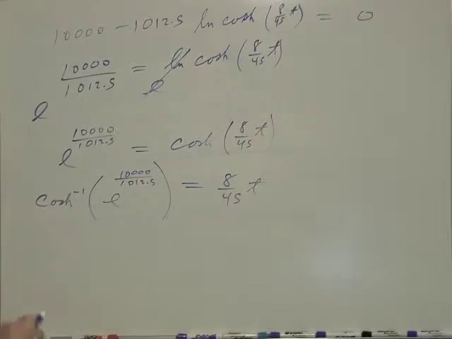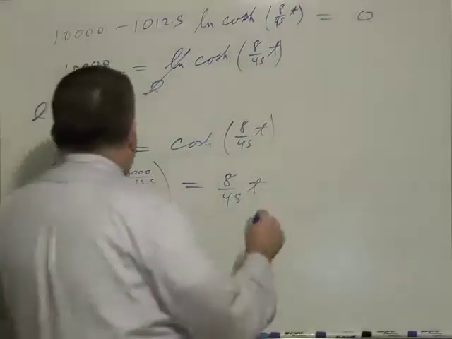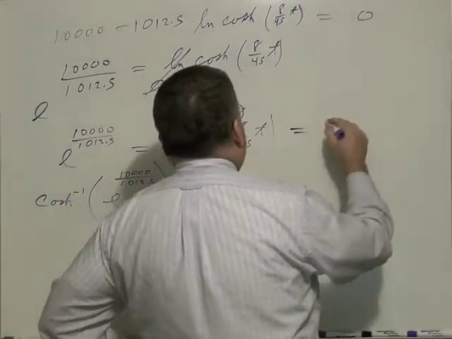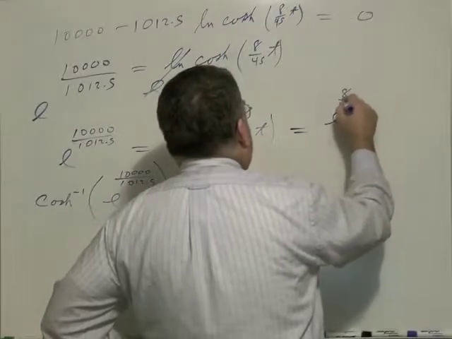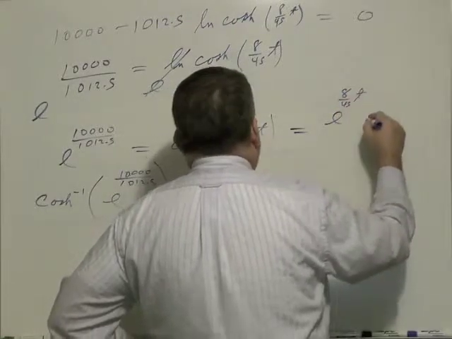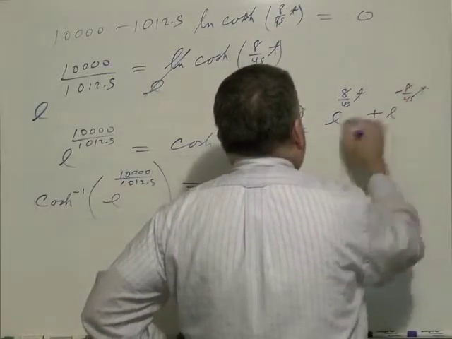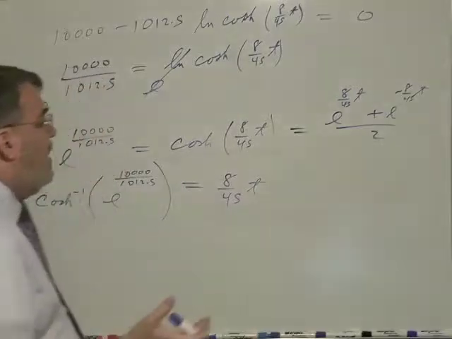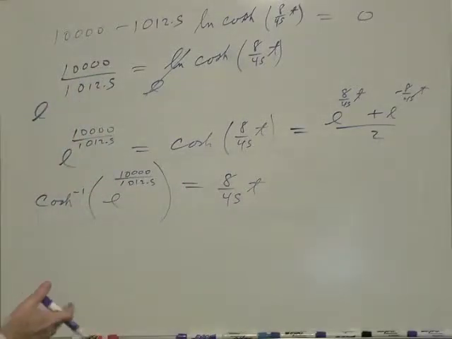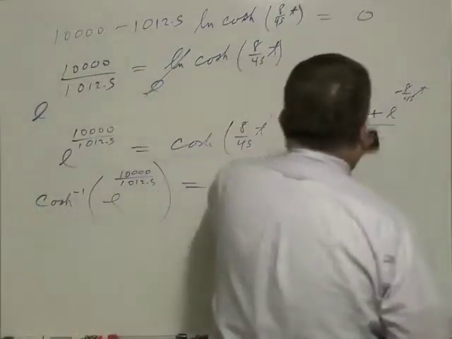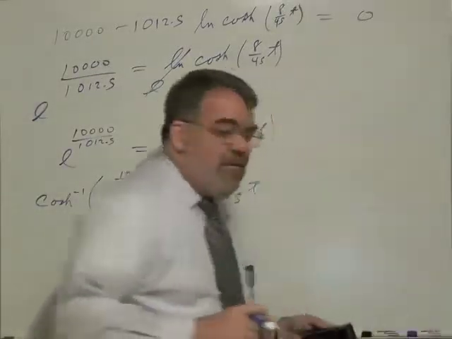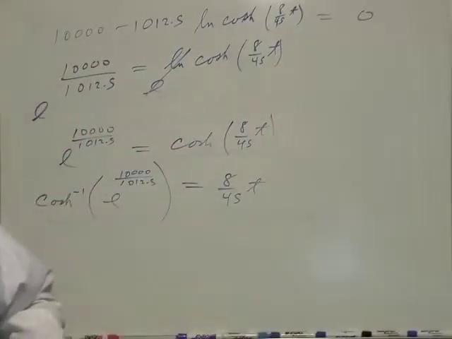If you don't have the inverse cosh function, then it's going to be a little harder, isn't it? Because you would have to write this as e to the 8/45 t plus e to the minus 8/45 t, divided by 2, and then solve for t. And it can be done. It's not impossible to solve that by any means. It's just kind of a little bit messy with algebra. So let's hope that everybody out there watching this has an inverse cosh function.